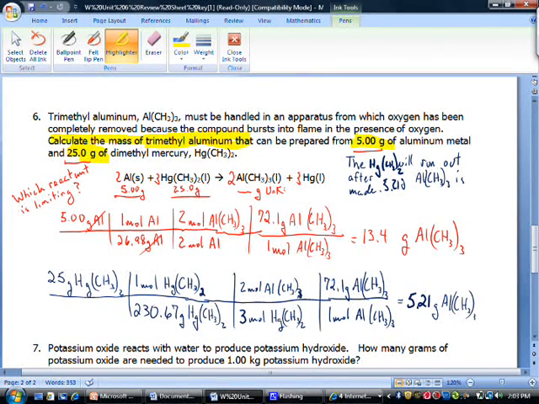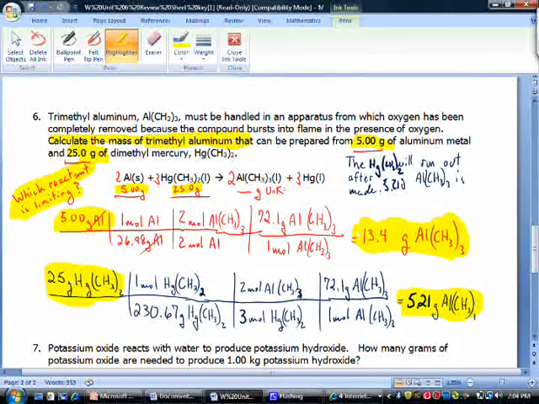Well, we can't just say, I'm going to add 25 and 5 together and get 30 grams, and that's how much we're going to make. No, what we're going to look at is which reactant is going to limit what we can make. One of these is going to run out first, and the method I've chosen is to start with grams of aluminum and carry out a stoichiometry problem. If we ran out of aluminum first, we would make 13.4 grams of the trimethyl aluminum. And if we run out of the 25 grams of dimethyl mercury first, we'd make 5.21 grams.